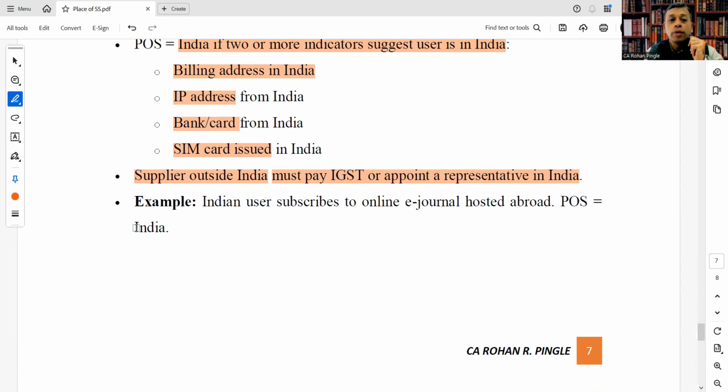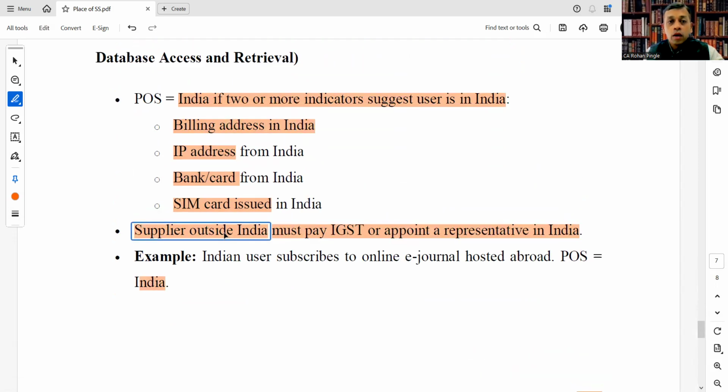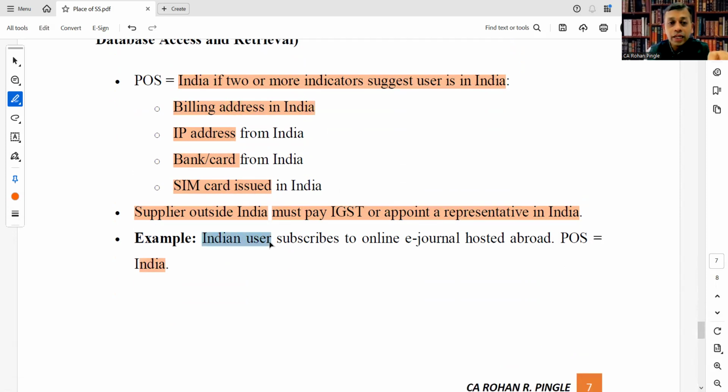Place of supply would be India whenever two or more indicators suggest that the user is in India. So these are Indian users using an online e-journal hosted abroad, but the users and subscribers are in India. So the place of supply would be India in this case.